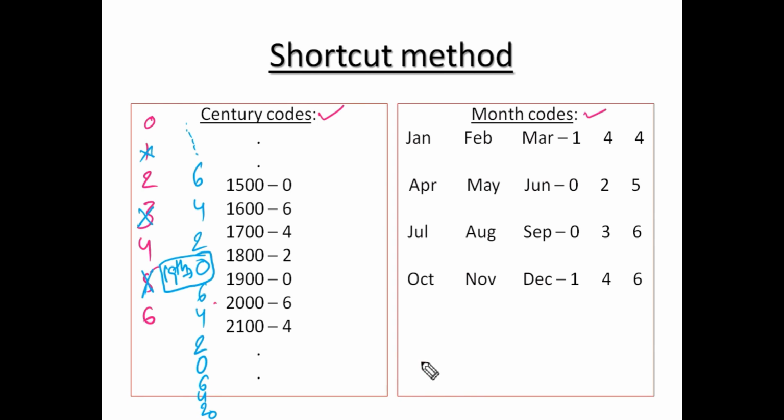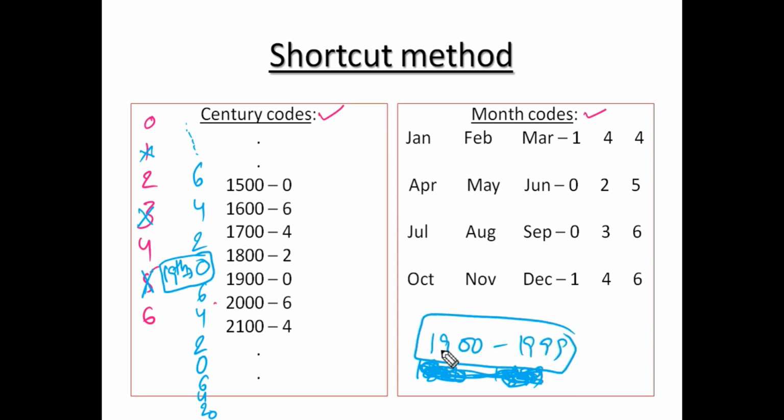This 19th century is not the general term we use in daily life. Generally, 19th century means 1800 to 1899. But here, for our convenience only, in this topic only, I am mentioning 1900 to 1999 simply as the 19th century. If 19 is there, I'll mention 19. If 20 is there, I'll mention 20. 18, 17, 16, 15, likewise.